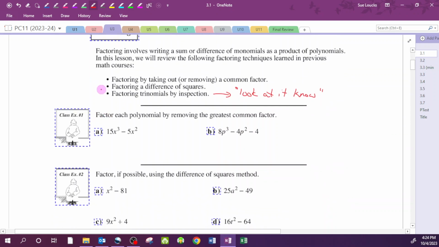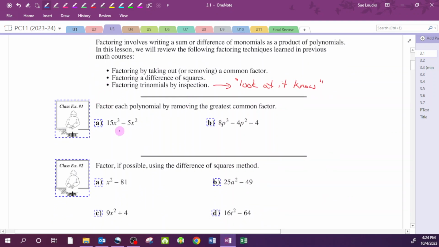Okay. All right, let's start with doing some factoring by removing the greatest common factor. So if I look at these two terms, I can see that they both are multiples of 5x squared. So I can factor out the 5x squared, and I'm left with 3x minus 1. Because if I multiply 5x squared times 3x, I get 15x cubed, and 5x squared times minus 1 gets me minus 5x squared.